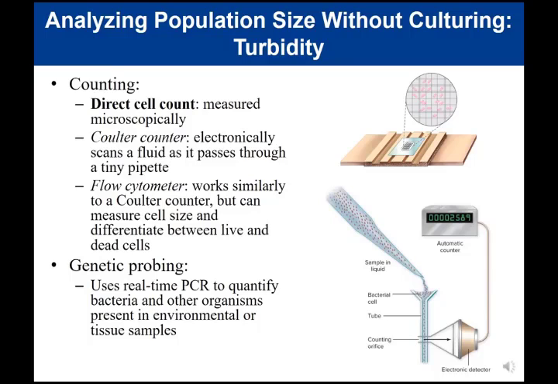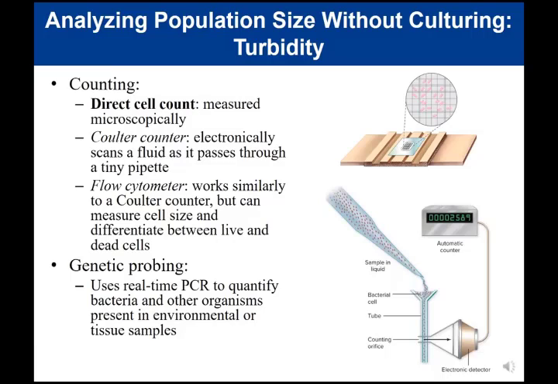The downside to this approach to direct cell counts is that just by looking at it, there's not a good way to distinguish between living cells and dead cells. So that is a drawback of this method. It will tell you how much bacteria is there, yet it won't tell you what percentage of those cells are living or dead. We can also have an automated cell count, what's called a Coulter counter.